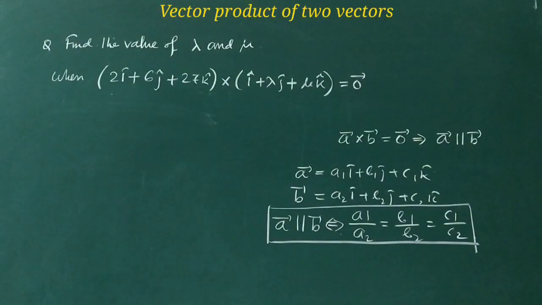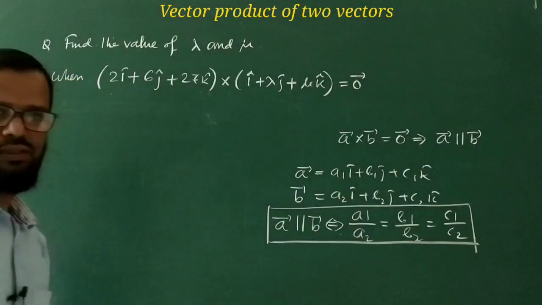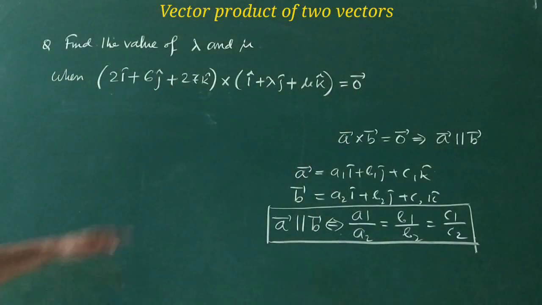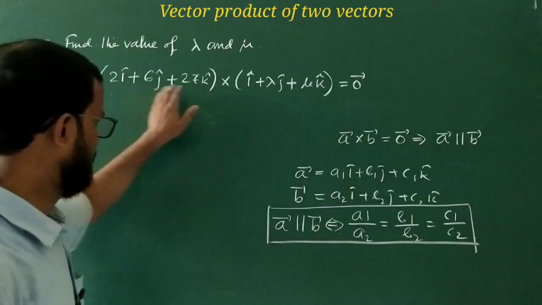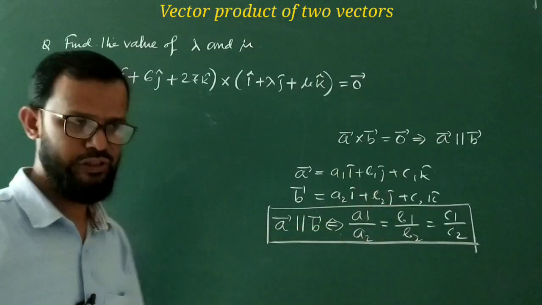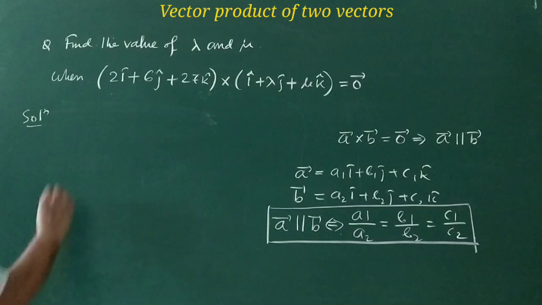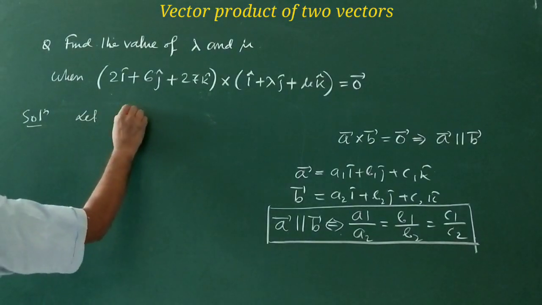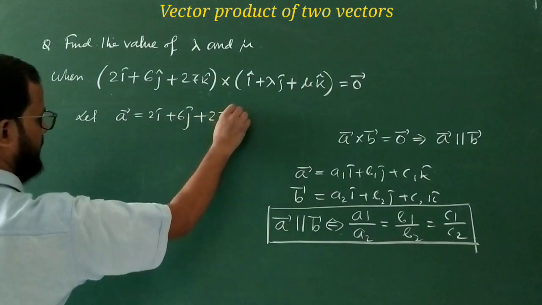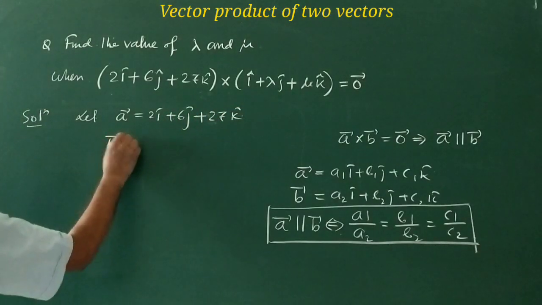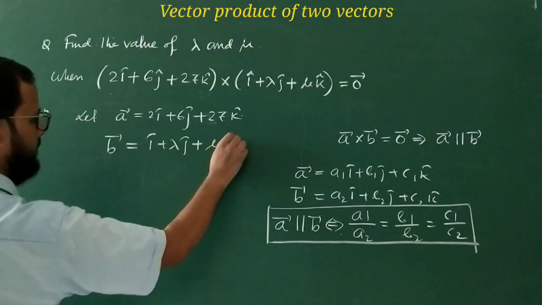Now this is one vector and this is another vector. The cross product of both vectors is the 0 vector, which means both vectors are parallel, and therefore their corresponding components will be in ratio. So you start the solution like that. Let the A vector be equal to 2 i cap plus 6 j cap plus 27 k cap, and the B vector is equal to i cap plus lambda j cap plus mu k cap.